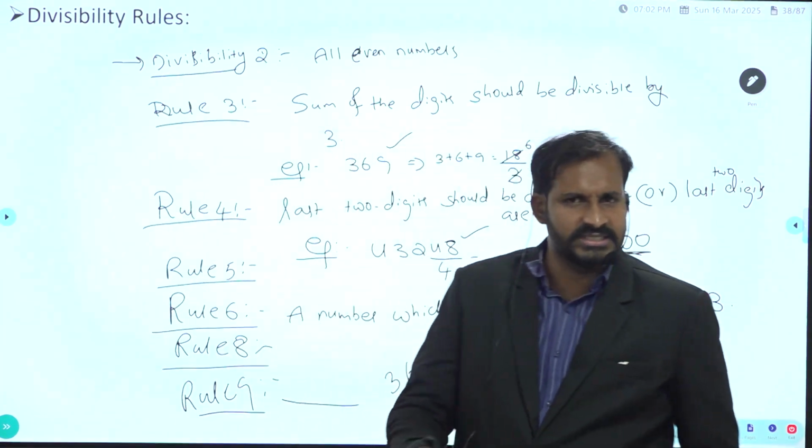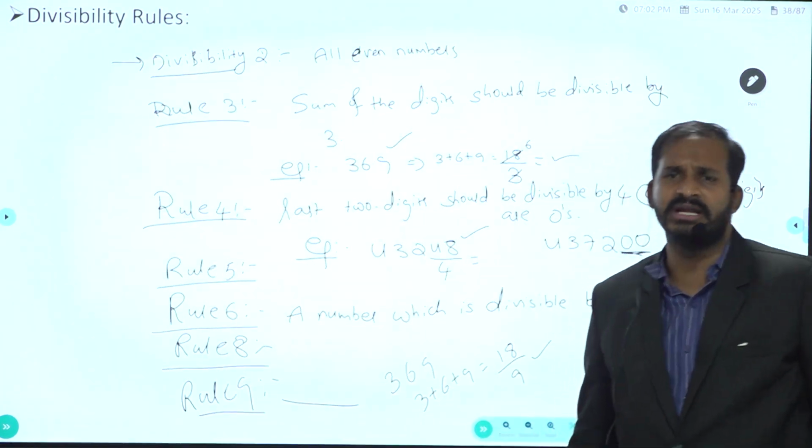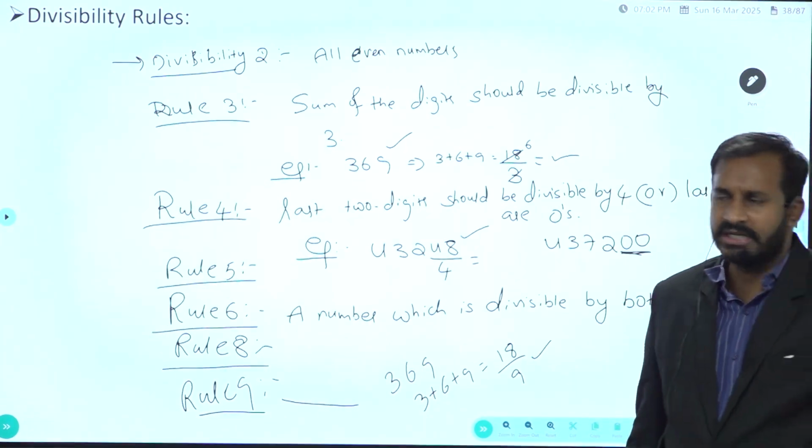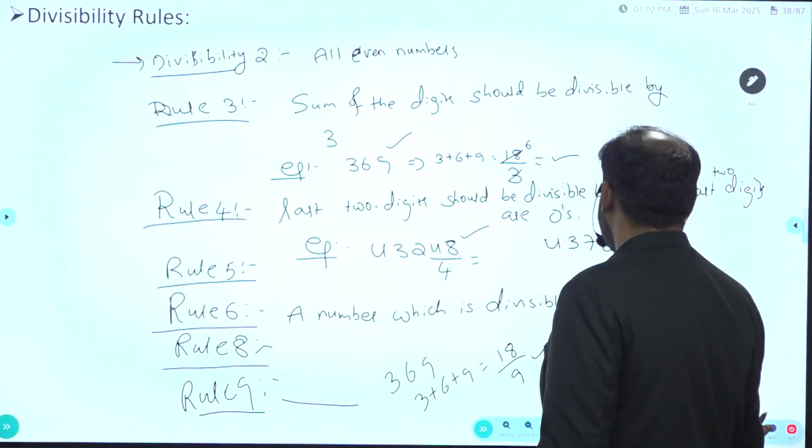Next, the rule for 10. Very simple. If the unit digit is 0, then that number is divisible by 10. That's it. Next, the rule for 11. This is also very important for us.